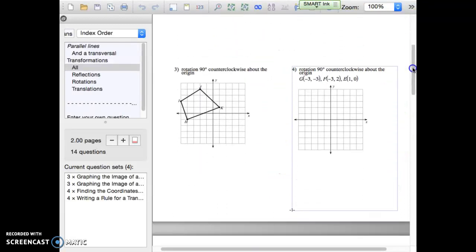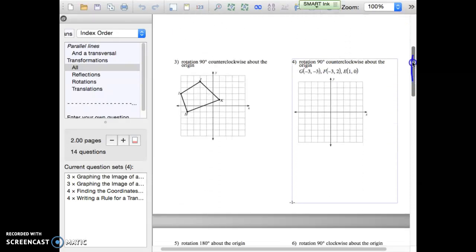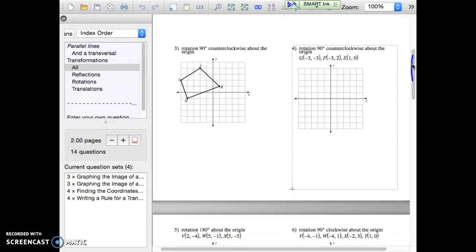Let's move on. This is a 90-degree counterclockwise, so it's going to be different than clockwise. Remember, clockwise is going to the right. Counterclockwise is turning to the left. Okay, so a counterclockwise goes this way. And so what happens to x, y? Well, they flip-flop, and then the y coordinate changes sign.